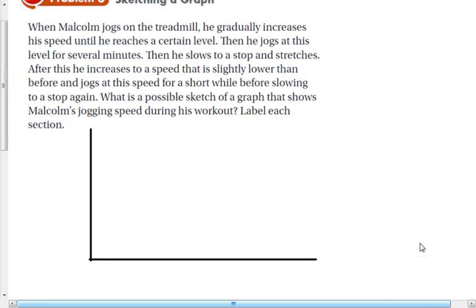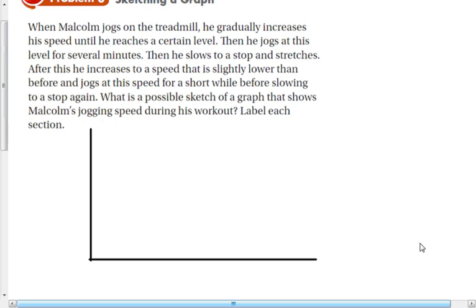All right, in this problem, we're going to sketch a graph to represent what we have here. When Malcolm jogs on the treadmill, he gradually increases his speed until he reaches a certain level. Then he jogs at this level for several minutes. Then he slows down to a stop and stretches. After this, he increases to a speed that is slightly slower than before and jogs at this speed for a short while before slowing to a stop again. What is a possible sketch of a graph that shows his speed during the workout?